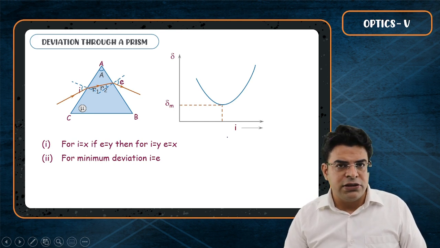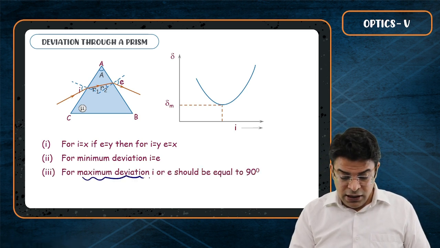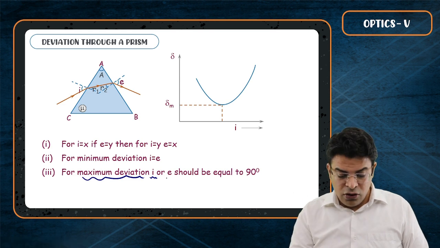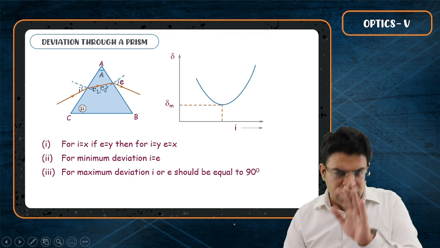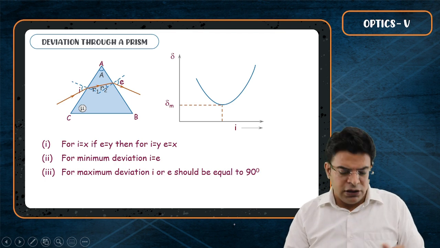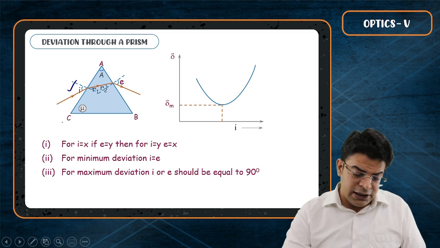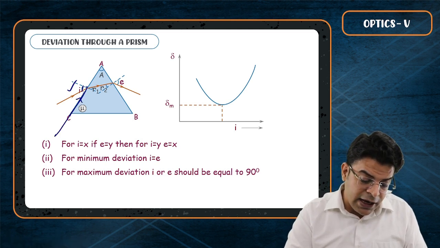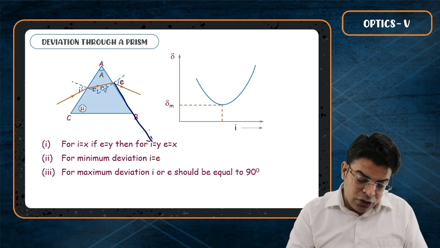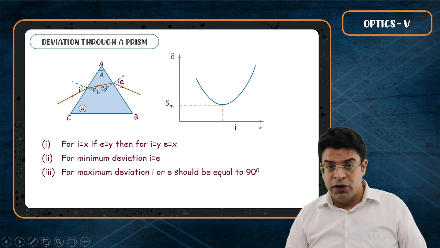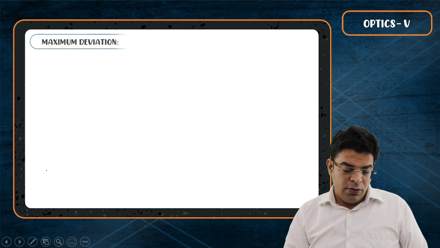And the third condition is again important. The maximum deviation is when either the angle of incidence or the angle of emergence is 90 degrees. If the ray is finally coming out of the prism in the normal fashion, then for maximum deviation, either the incident ray should make an angle of 90 degrees with the normal, or the emergent ray should make an angle of 90 degrees with the normal. So once we have learned these three conditions, let's see more about prism.